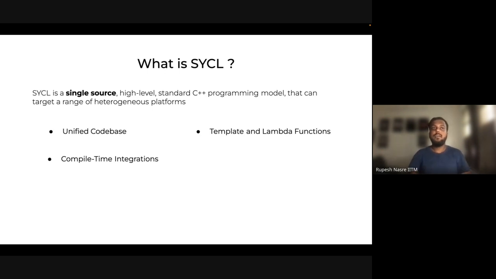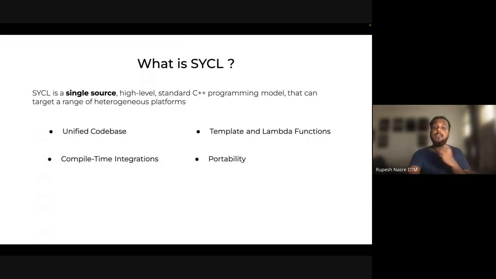Since Sycl is deeply integrated with C++, and C++ is where we write host code, it helps to catch issues at compile time, whether on the host side or the device side. So it helps us catch many issues at compile time, which saves much more time as compared to other programming constructs.